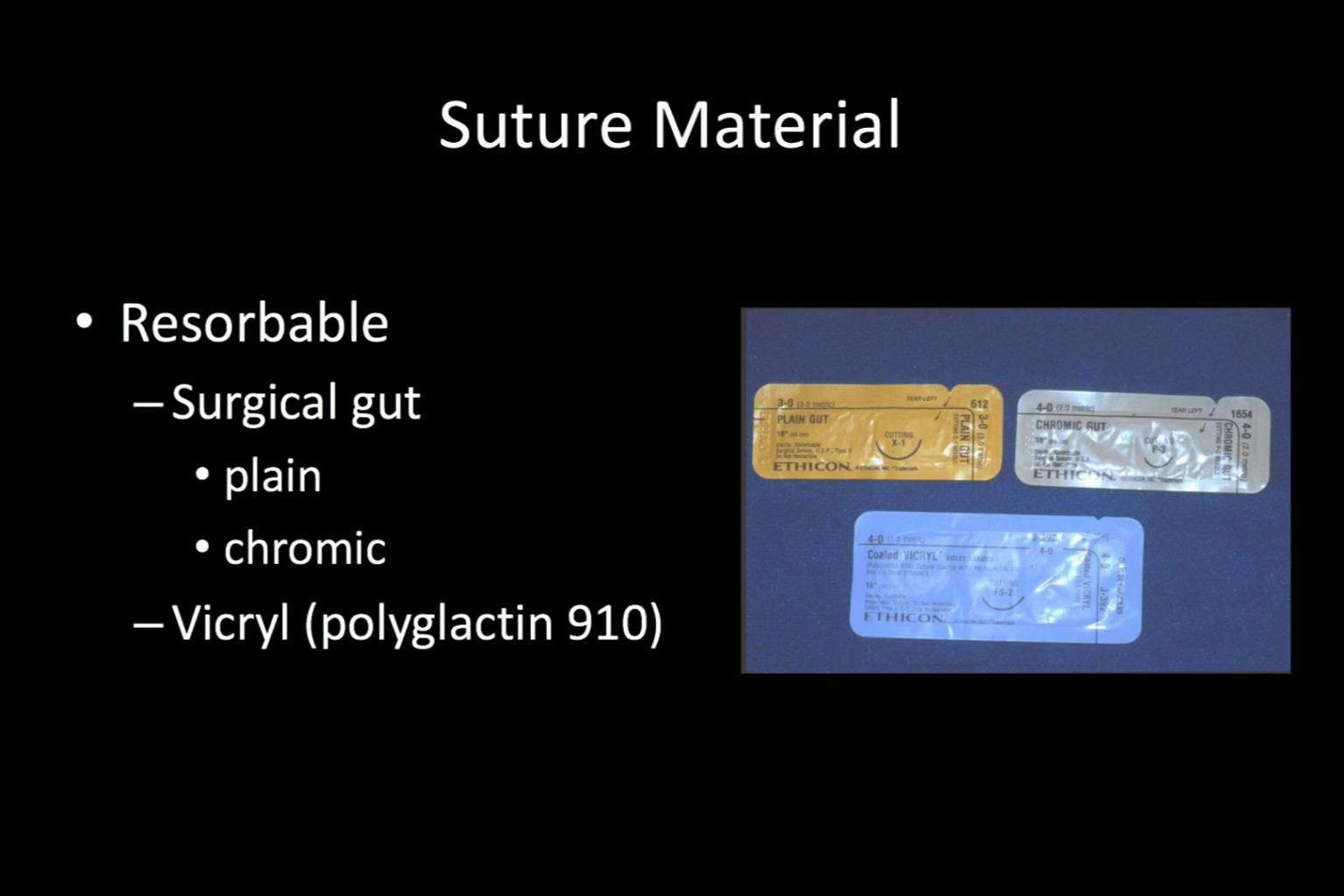Tensile strength for both materials is poor, with a half-life of 5 to 6 days for plain gut and 14 days for chromic gut. One other material that is commonly used is polygalactin 910, which sells by the trade name of Vicryl. Vicryl is a general-purpose suture with minimal tissue reactivity. It is easy to use, has good tensile strength, and a half-life of 2 to 3 weeks.